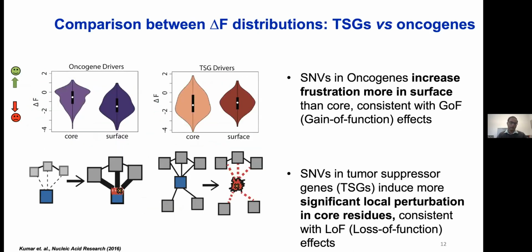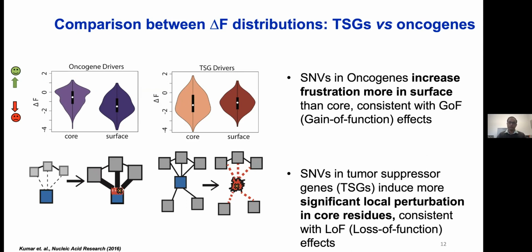So long story short, when we applied this on non-synonymous mutation data from TCGA, we found distinct patterns for oncogenes compared to tumor suppressor genes. In the case of oncogenes, what we found was that surface residues tend to be more locally perturbed compared to core residues because of these missense mutations. Whereas in the case of tumor suppressor genes, core residues are getting more locally perturbed. And one way to explain this observation is that in the case of oncogenes, because the surface residues are getting more locally perturbed, in order to quench that extra frustration, the mutated oncogenes are likely to interact with non-specific binding partners, which might be leading to gain-of-function effects, which are often associated with oncogenes.